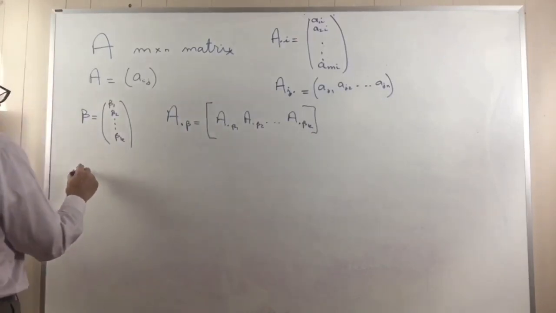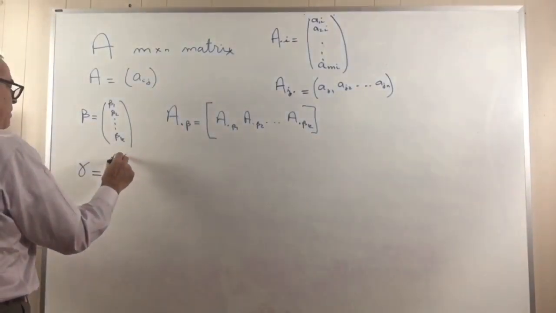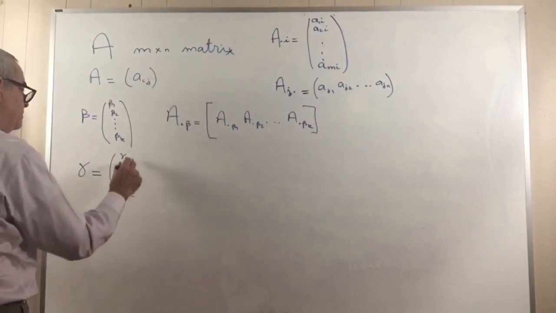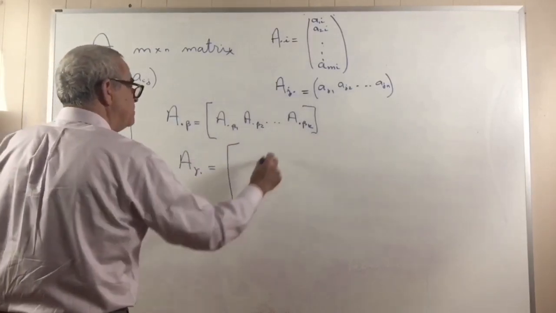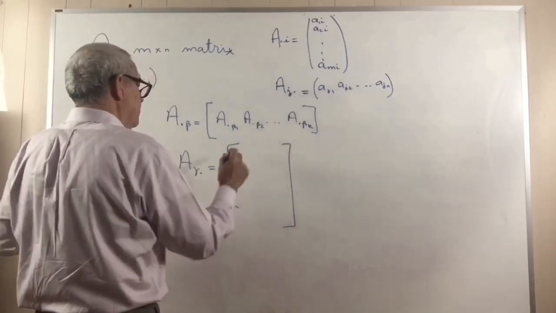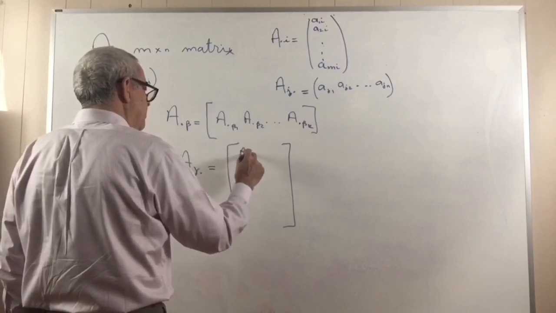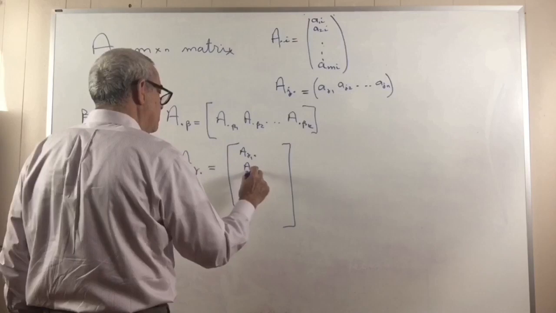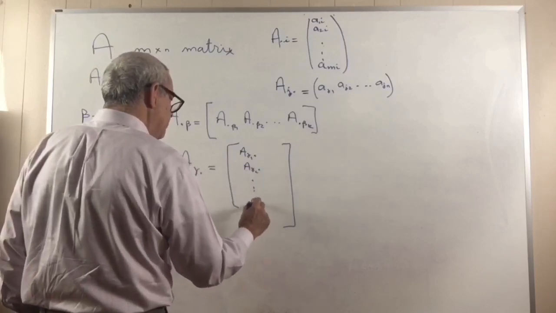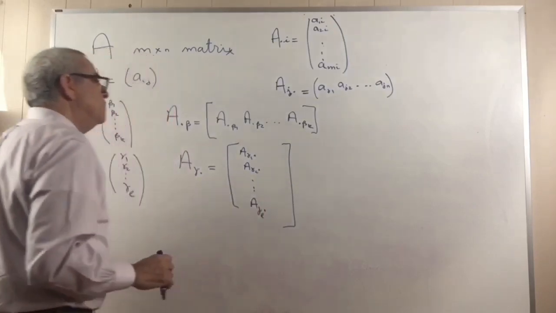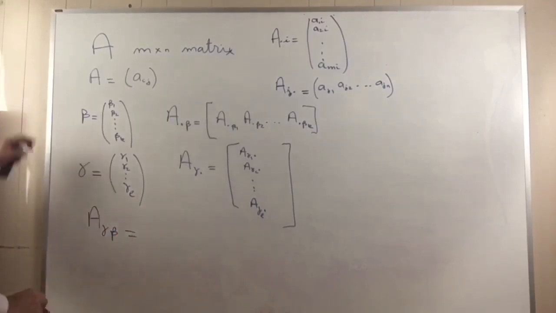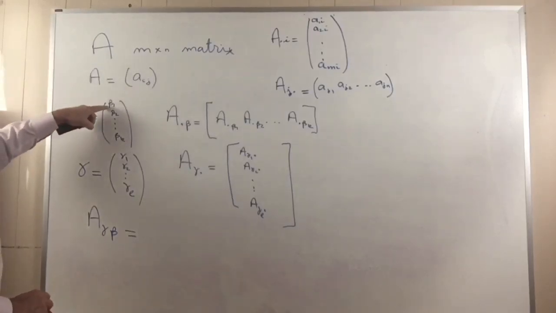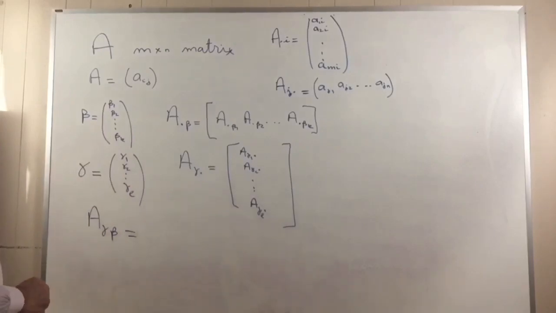Similarly, if I have a set of indices gamma_1, gamma_2, etc., gamma_L, then the notation A_gamma· is just the matrix whose rows are defined by these indices. That is, here goes A_gamma_1·, A_gamma_2·, etc., till A_gamma_L·. And finally, A_gamma_beta is just a submatrix of A, where we pick these columns and we pick these rows. All right. So this is the notation that we will be using often.